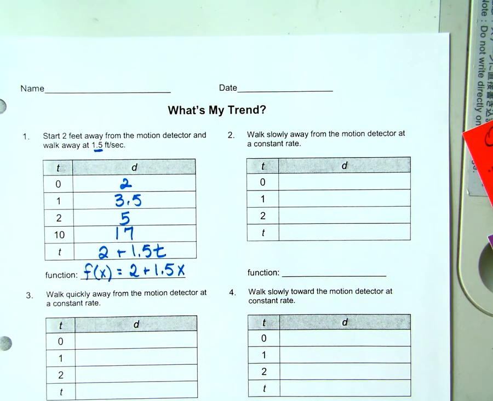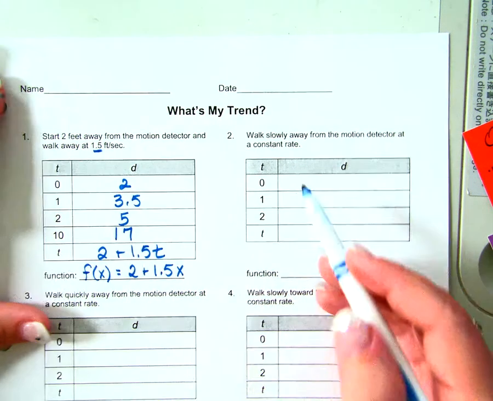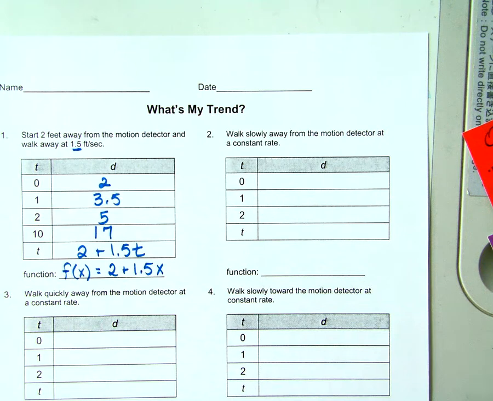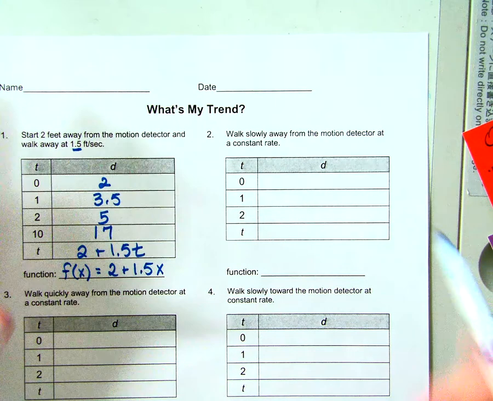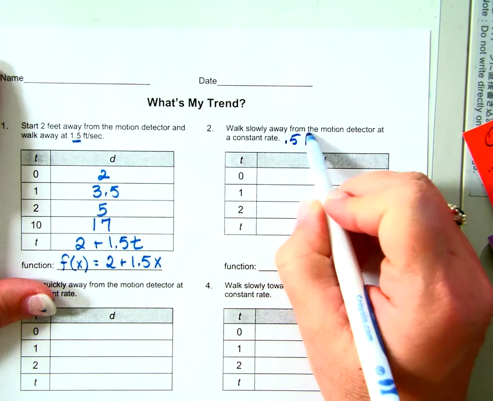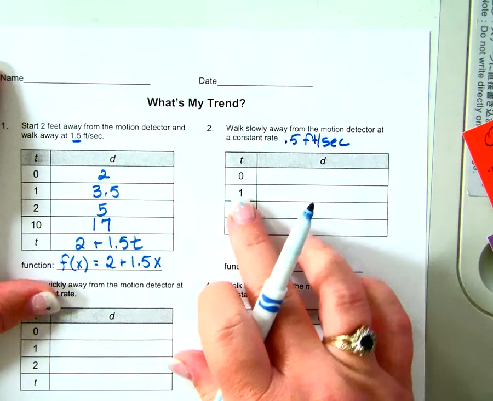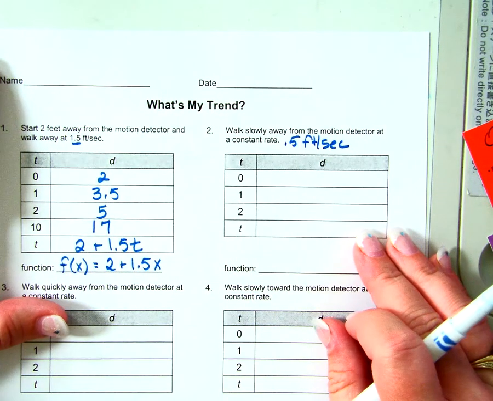Okay, so look at number 2. Walk slowly away from the motion detector at a constant rate. How fast? Constant and slow, right? But it doesn't say, so we can choose. How fast do you want to walk if we're supposed to be walking slowly? What kind of rate do you want to use? 0.5. How about 0.5 feet per second? So if t is 0, time is 0, what's our distance?